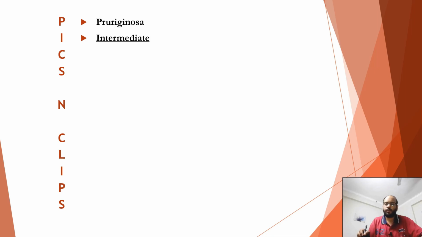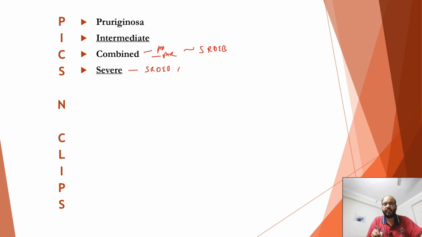I is the intermediate one, which we have learned: collagen 7 mutation, initially blistering, but then the level of blistering and intensity decreases with age. C is combined, which is inherited both as autosomal dominant and autosomal recessive, but is mimicking severe recessive dystrophic EB. S is severe, which we know about as severe recessive, the most important form. The anchoring fibrils are absent.